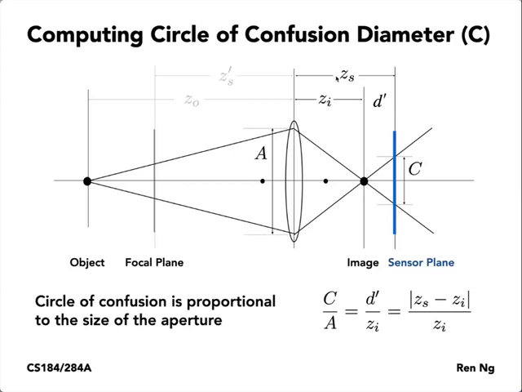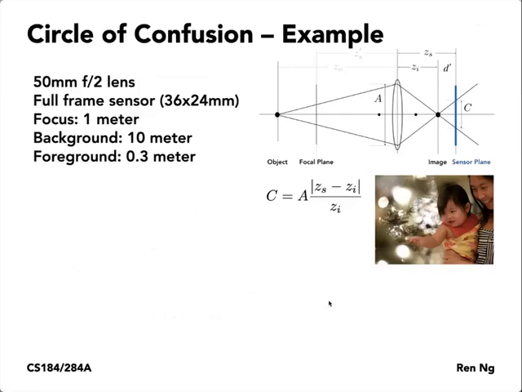Okay, so what's it saying? It's saying that the distance from the sensor through to the lens, minus the distance of the image to the lens, divided by the distance of the image to the lens, is going to give us C over A. And from that, we can calculate C. Okay, let's look at an example.